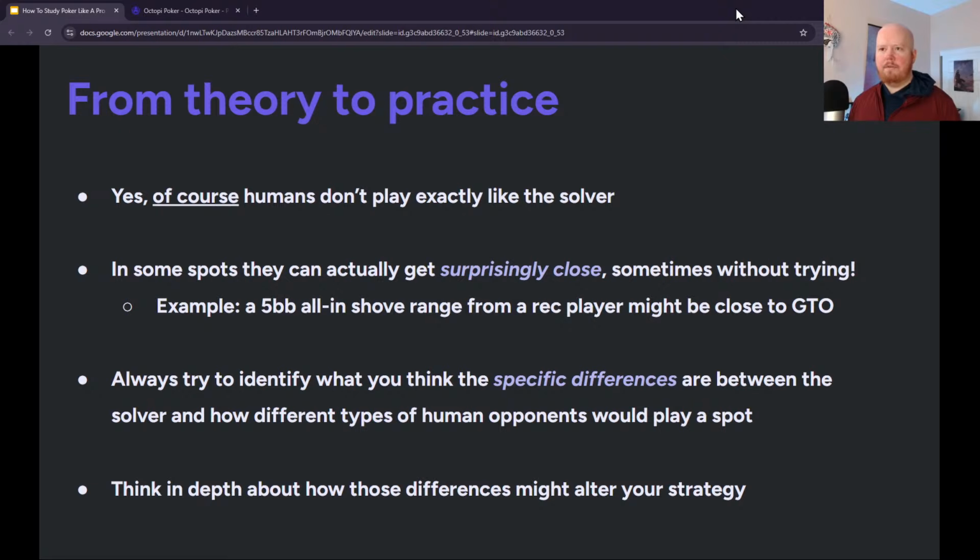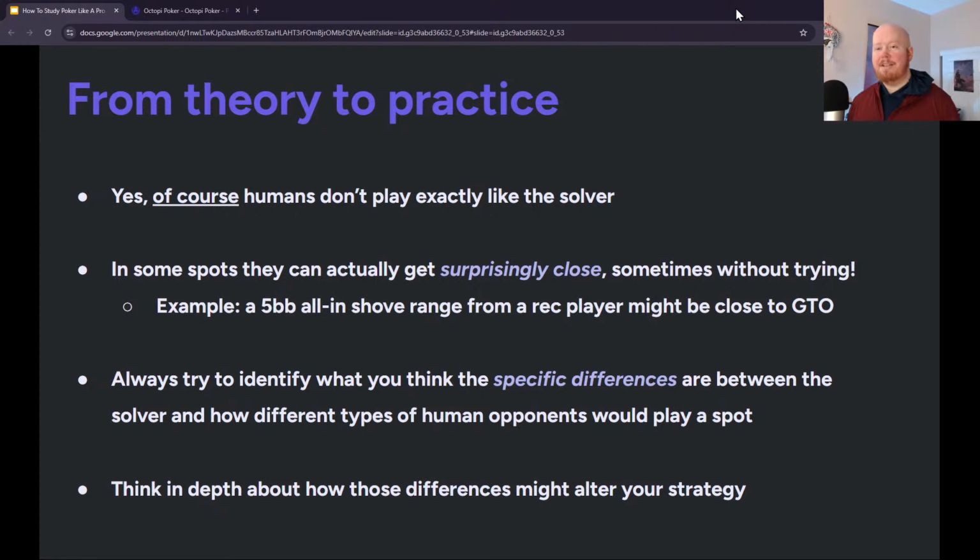So to start off, of course, we're very aware that humans don't play exactly like the solver. We know that, right? Nobody is trying to say that humans do play exactly like the solver. But the crucial part here is that in some spots, they can get surprisingly close, sometimes without even trying. It is possible for a human to play relatively close to GTO, even accidentally. So for example, a 5 big blind all-in shove from a recreational player. They might accidentally end up being pretty close to GTO there if they shove for 5 big blinds.